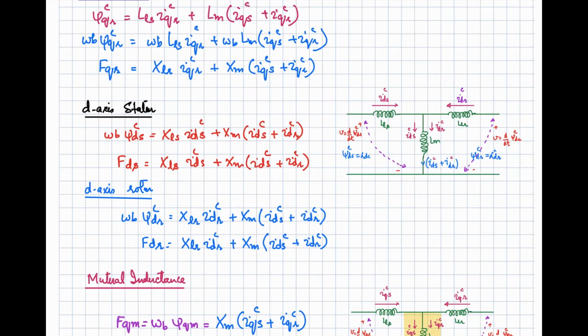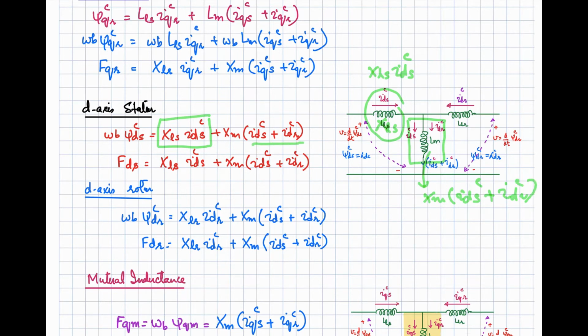If I say the reactance of this one is XLS, what will be the voltage across this one? XLS into IDS in arbitrary frame of reference. So that you can see, that is this part. What's the voltage across this one? If the reactance is given XM into the total current, that is IDS in arbitrary frame of reference plus IDR in arbitrary frame of reference. So that is this part. So this is the voltage across. So basically you are writing down the voltage equation over here.